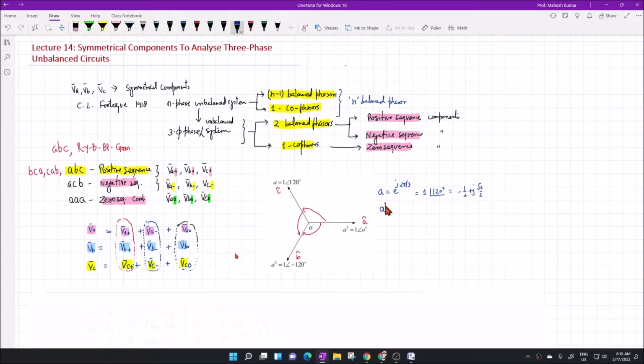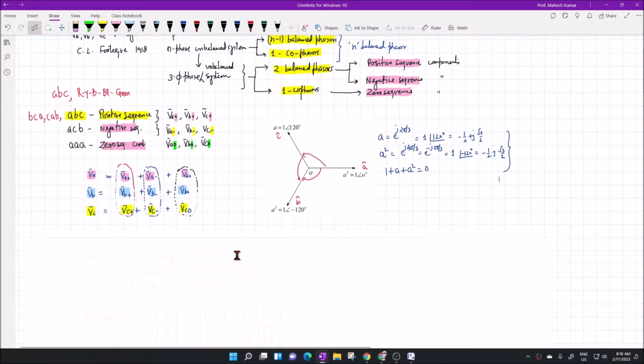Similarly, a square is e to the power j 4 pi by 3, or you can say e to the power minus j 2 pi by 3, which is one angle of minus 120 degrees, and that means it is minus half minus j root 3 by 2. And also there is one property of this complex operator, that is 1 plus a plus a square equal to 0.